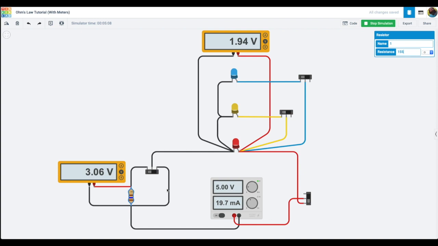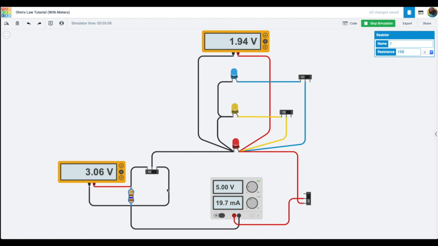So current remains the same throughout the circuit. You would take the total resistance, which is the resistance of that resistor and the resistance of the LEDs together, and that would give the total amount of current.